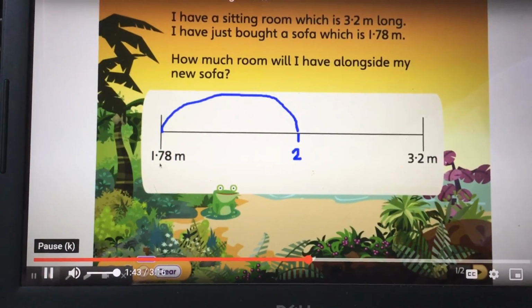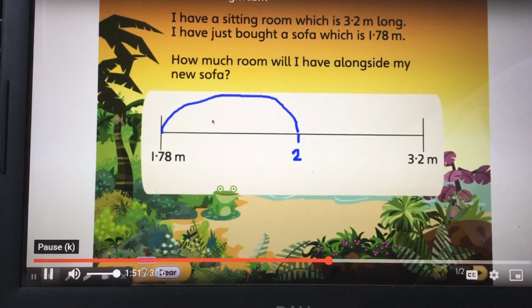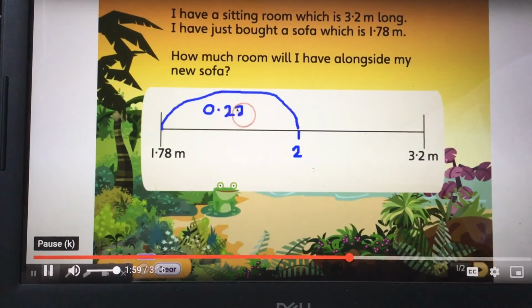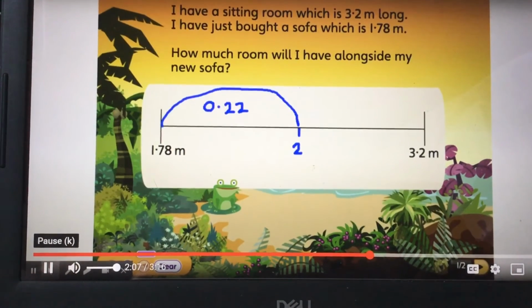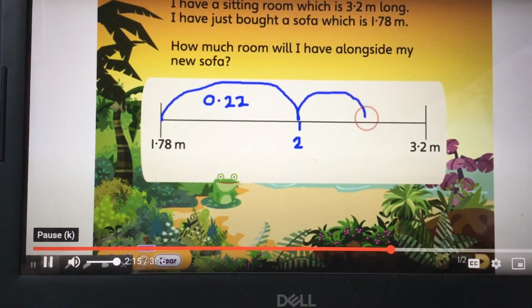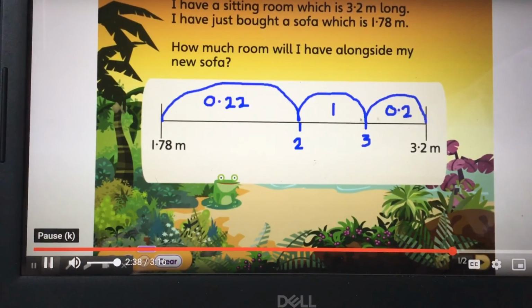Okay, and I know, using my knowledge of number bonds to 100, that 1.78, if I jump to 2, I have jumped 0.22, or 22 hundredths, okay? And then, depending on how confident I feel I could jump all the way to 3.2, I'm actually going to just break this down a little bit further, and I'm going to just jump 1, 2, 3, which is one whole, obviously, nice and easy. And then obviously my last jump is, again, nice and easy. It's 0.2, or 2 tenths.